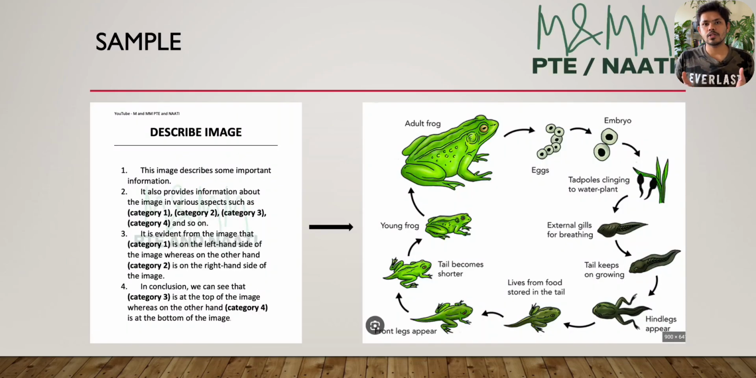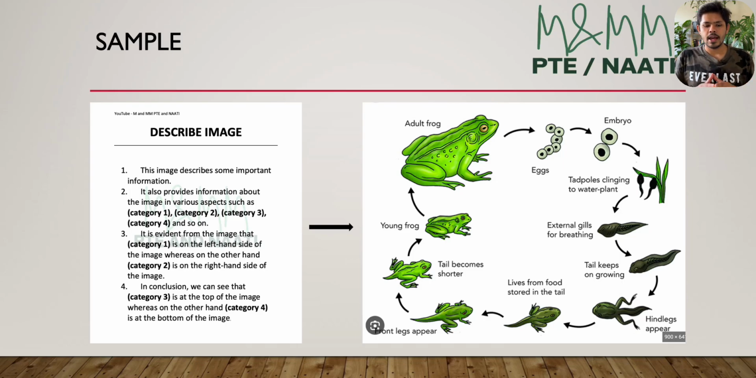That's it. Now let us do one sample question using the template that you see on your screen. So on the left is the describe image template that we have been using from a long time, and all our students use it and they definitely get the desired score. So it is a used template. It's used multiple times, so don't hesitate in using this template. It is a very easy template.